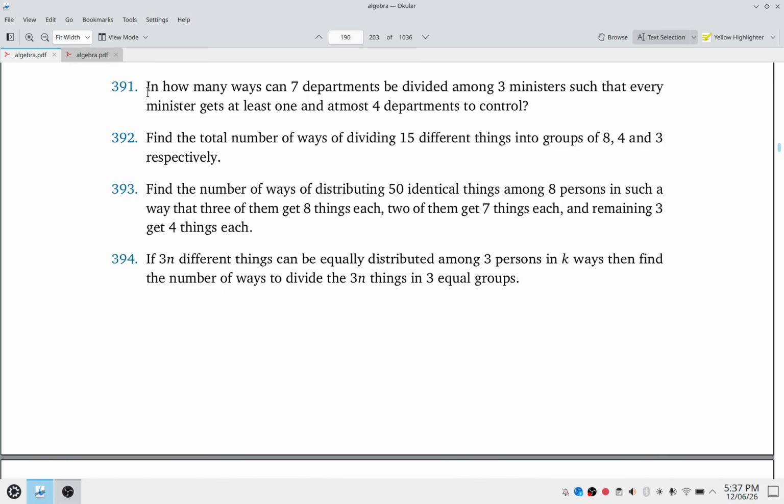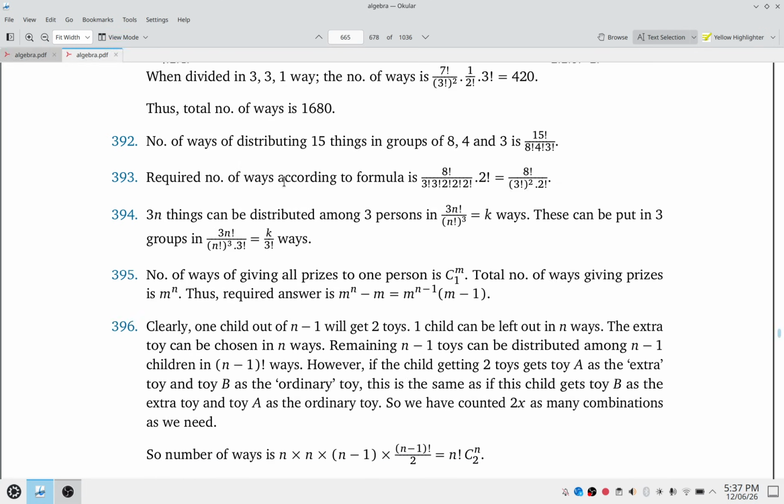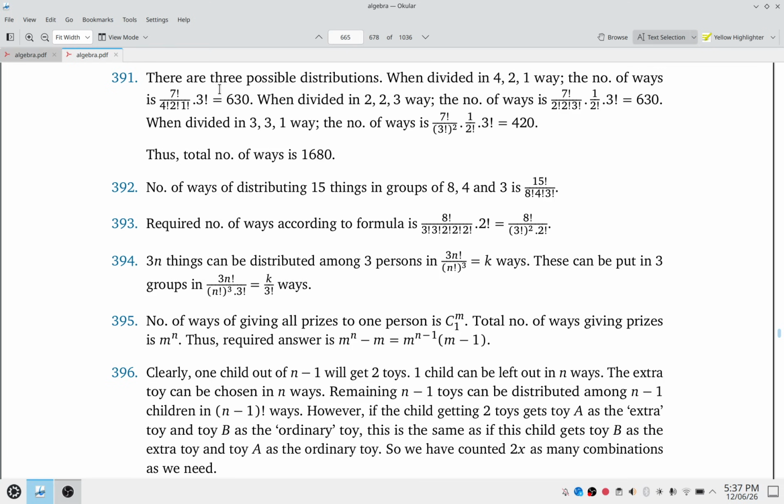Question 391 says that in how many ways can 7 departments be divided among 3 ministers such that every minister gets at least 1 and at most 4 departments to control? So there are 3 possible distributions. We divide in 4, 2, 1 ways. So the number of ways in this case is 7 factorial by 4 factorial multiplied by 2 factorial multiplied by 1 factorial multiplied by 3 factorial.